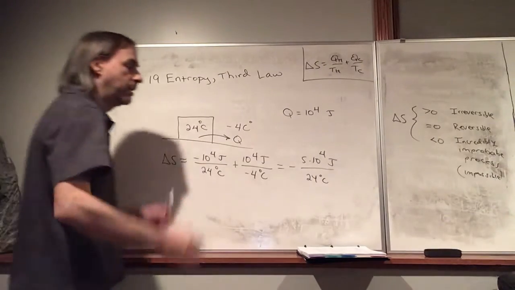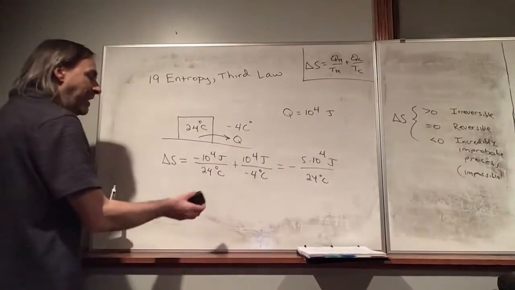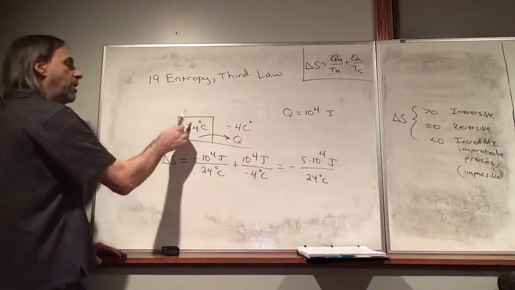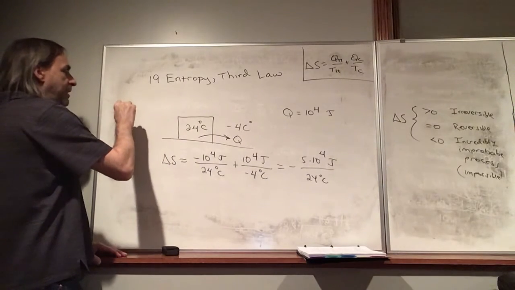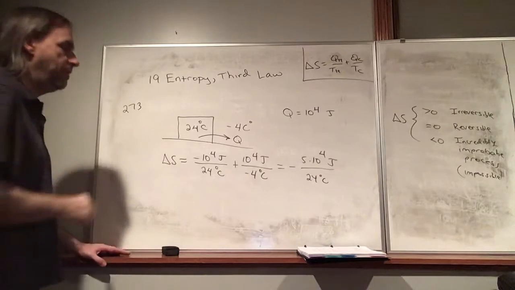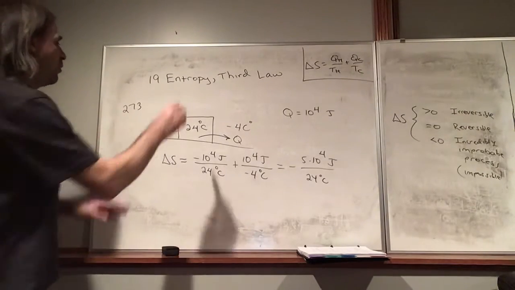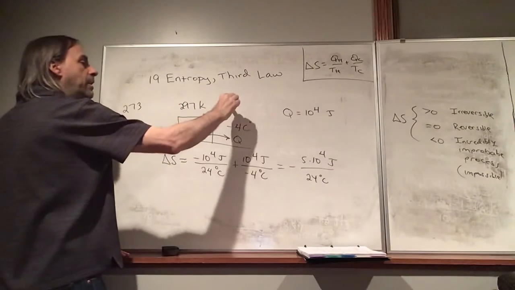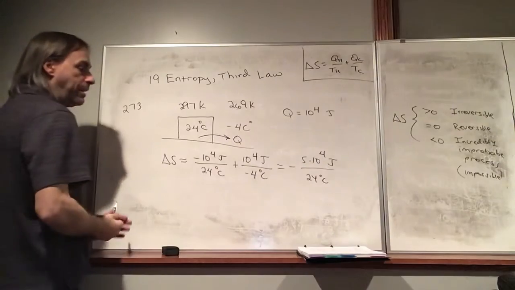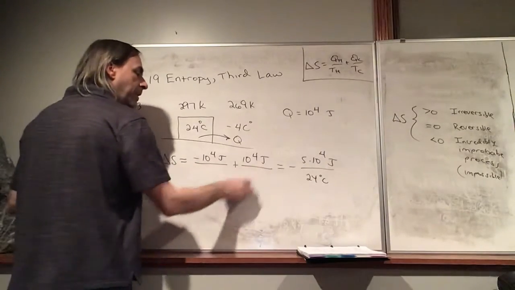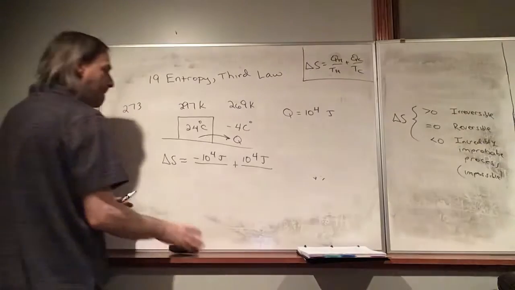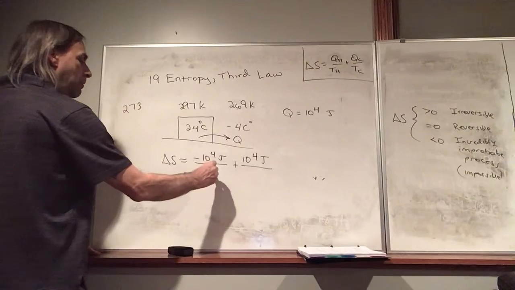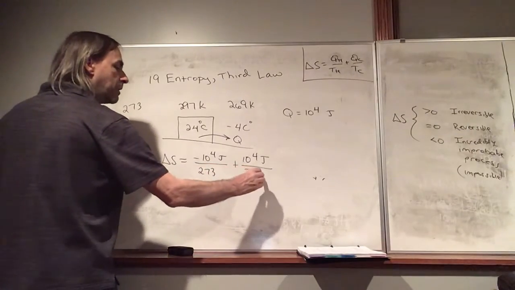Now, let's fix this. I did this wrong, so let's put in the right numbers. Again, this is 274. We have to add 24 degrees. Remember, the offset is 273 to convert to Kelvin. So this would be 297 Kelvin, and this would be 269 Kelvin. If we plug these numbers in, this was TH 297, and this is 269.